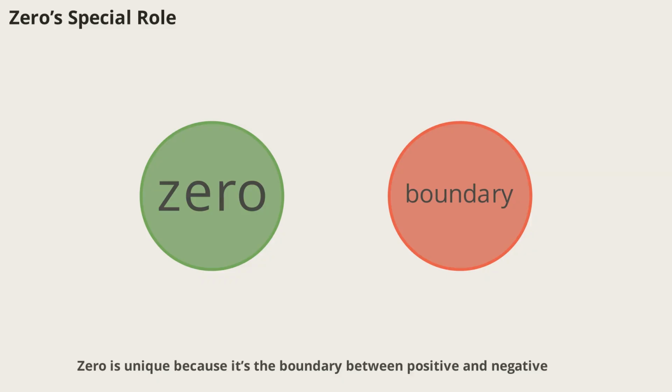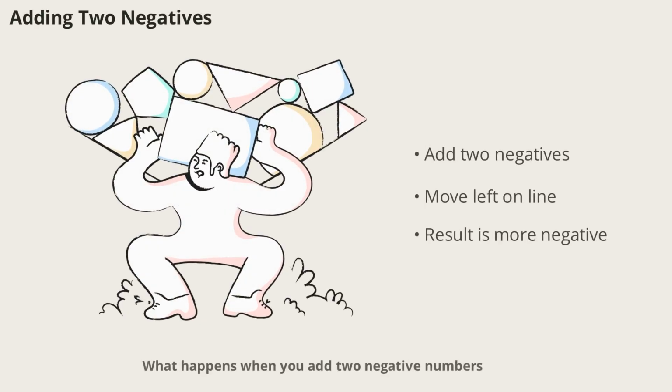0 is unique because it's the boundary between positive and negative. It's the starting point for measuring changes. Whether you're tracking temperature, money, or elevation, 0 helps you know when you've crossed from positive to negative or vice versa. What happens when you add two negative numbers?